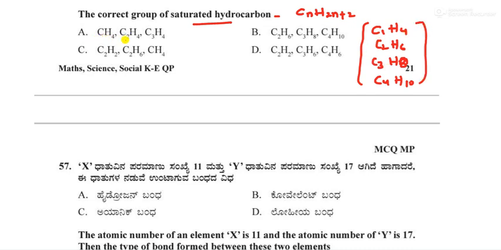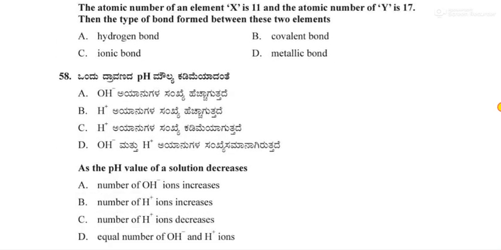C1H4 is given, yes. C2H4, but this should be 6, so it is wrong. Now look at this, C2H6, C3H8, C4H10, yes, this is matching. But look at this also, C2H2, no. C2H2, C3H6, even this is not. So only option number B is matching. So that is our right answer. Got it? Now moving to the next question, question number 57.